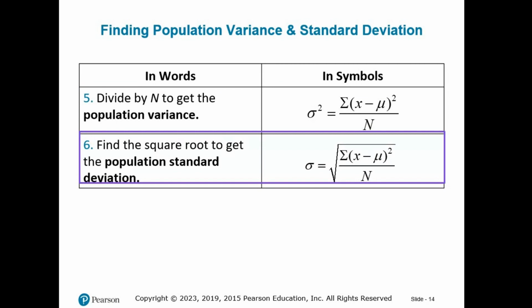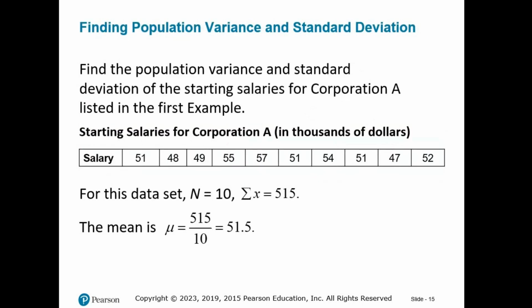Let's reuse the data set from Salaries of Corporation A from earlier. Find the population variance and standard deviation of the starting salaries for Corporation A listed in the first example. Now you may be wondering if this is a population or a sample, and good for you for remembering to be careful of that. But yes, even though the set is small, this is a population, so we should use the proper notation for a population set. For this data set, capital N equals 10, so the mean mu adds up all the starting salaries and divides that number by 10. As stated earlier, the mean of this data set is 51.5, which is interpreted as 51,500.